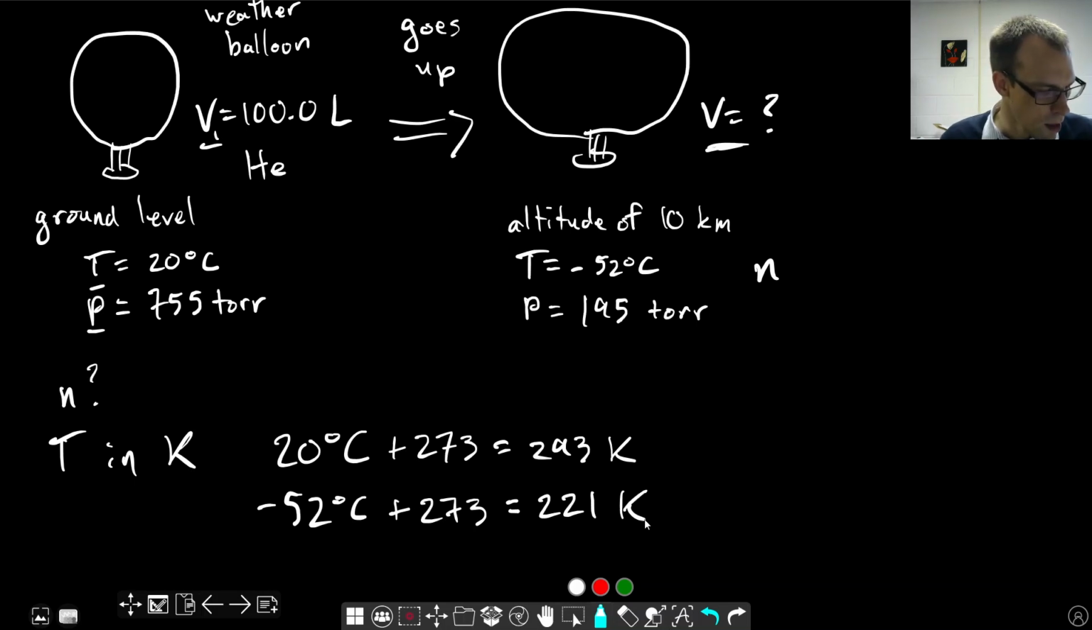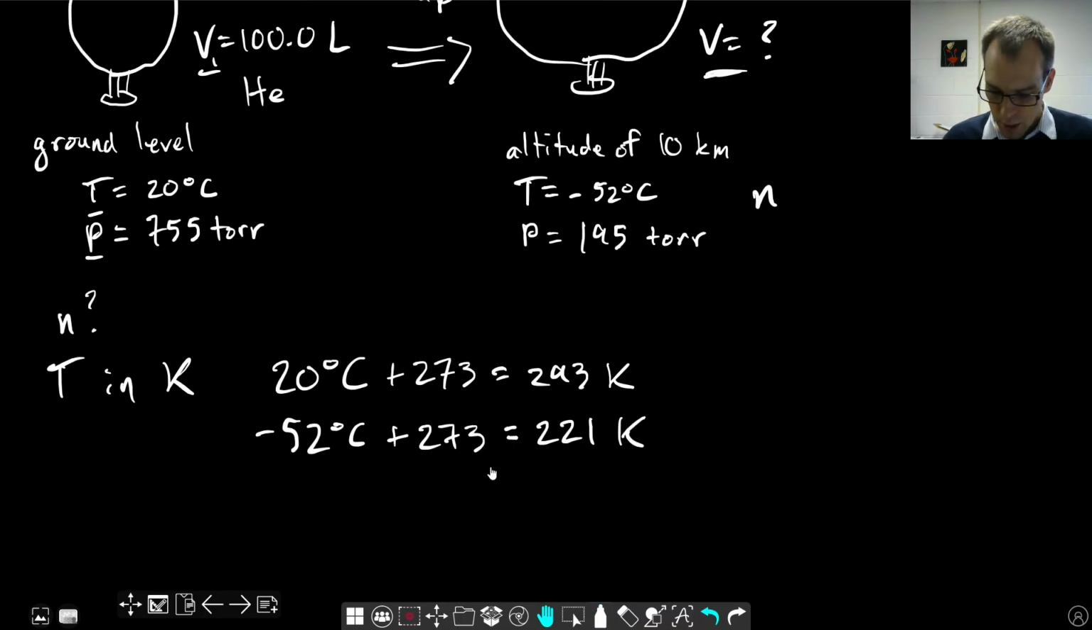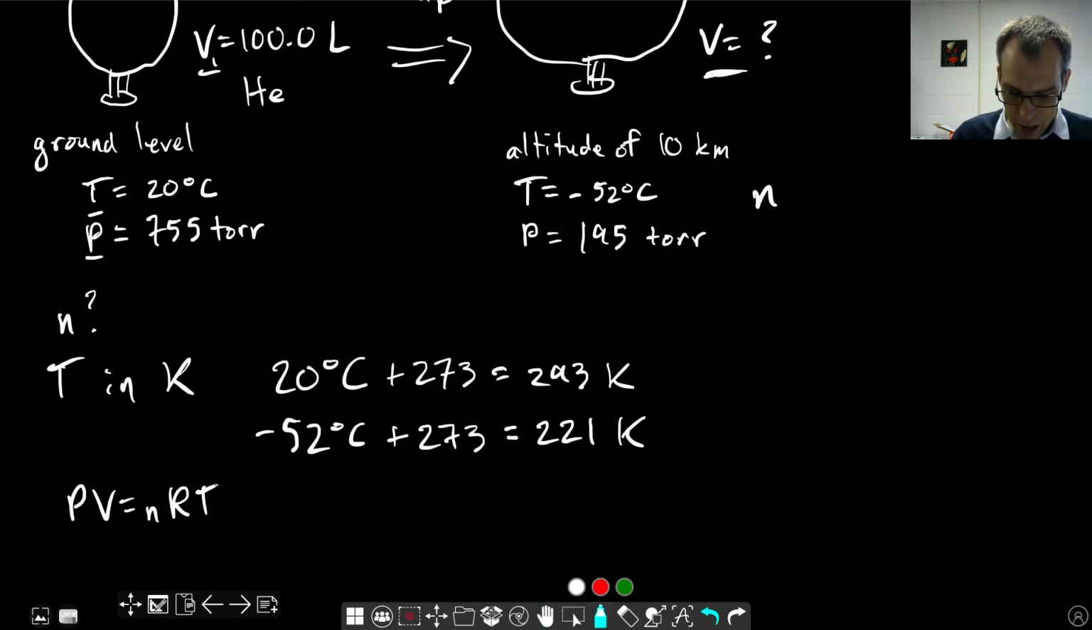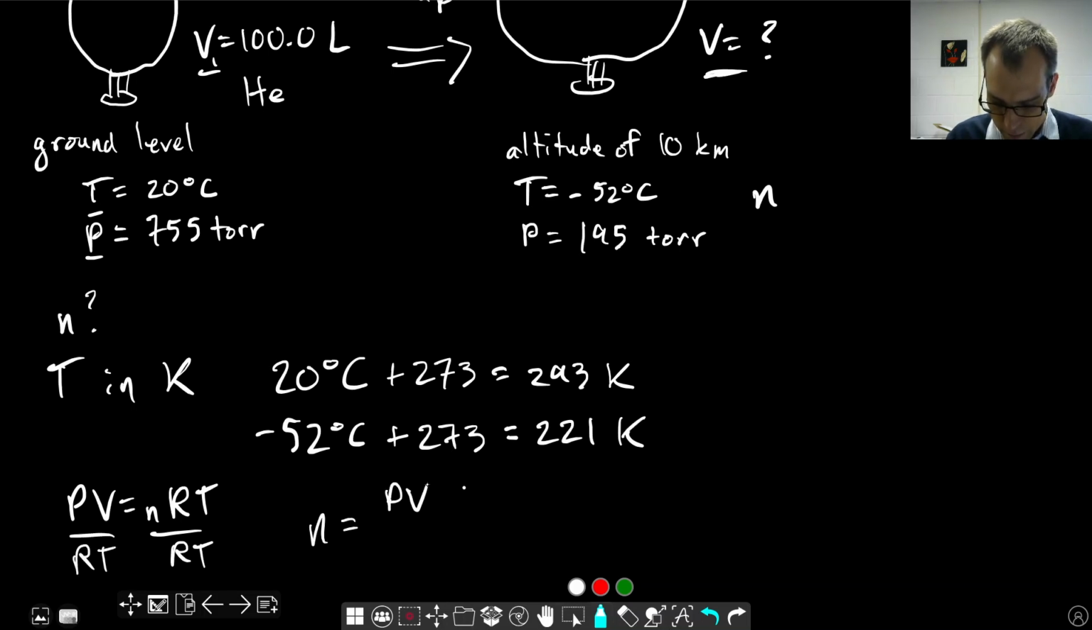Okay, great. Now, let's go ahead and find the number of moles for our balloon before it takes off, which again is going to be the same number of moles after it's gone up into the atmosphere. So we can take the ideal gas law, PV equals nRT, and rearrange this so n is on one side and everything else is on the other. We can do that by dividing by RT. So we'll get n is equal to PV over RT. And then we can plug in all the values that we know.